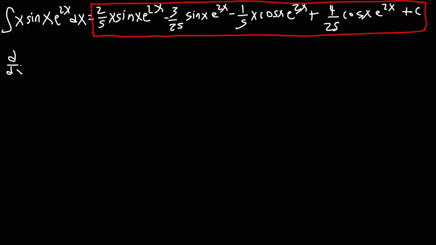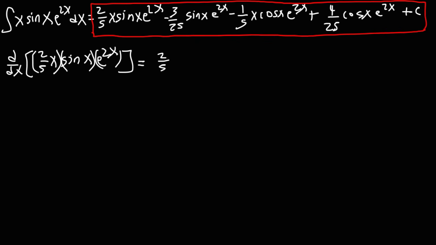So let's take the derivative of the first term, 2/5 x sine x e to the 2x. So we're going to use the product rule given this 3-term expression. First, we're going to differentiate the first part, 2/5 x. The derivative of x is 1, so it's 2/5 times 1. And then we're just going to multiply by the other two products, sine x e to the 2x.